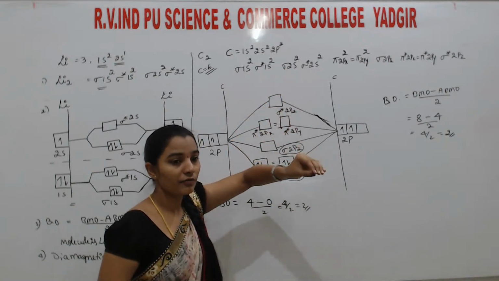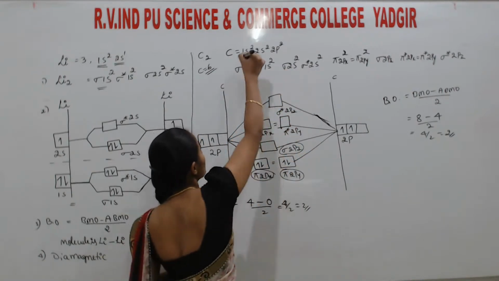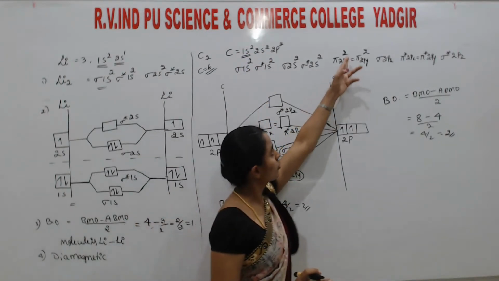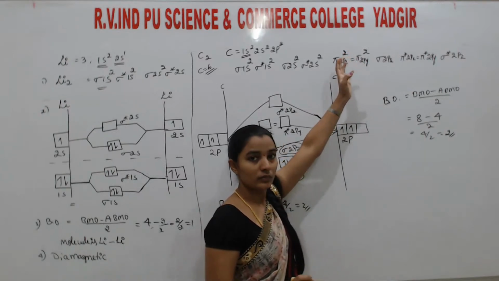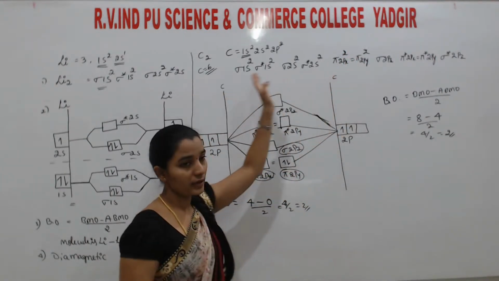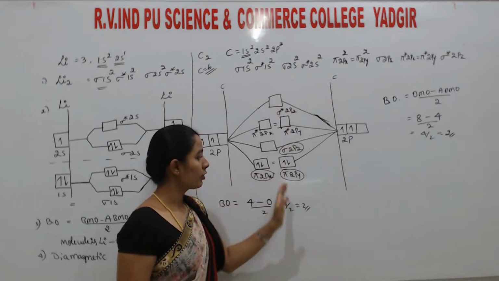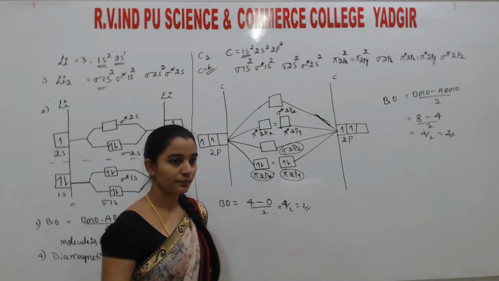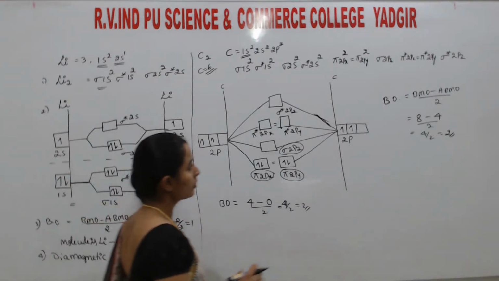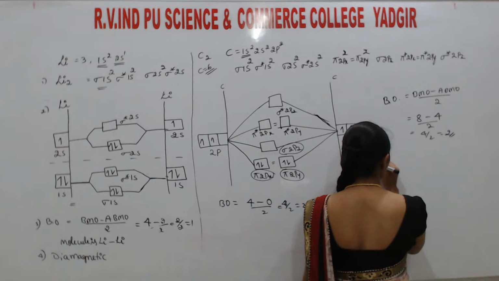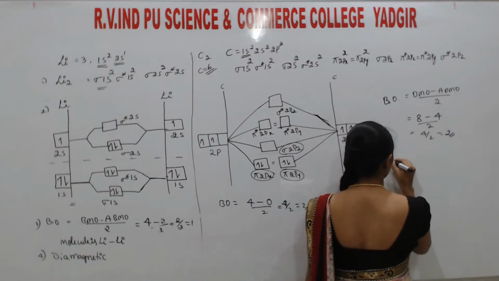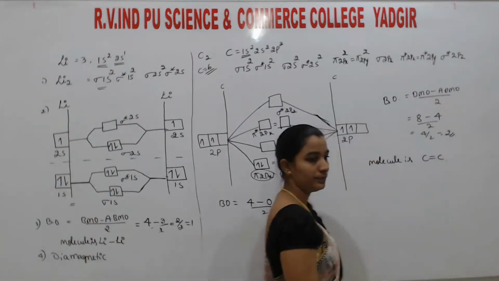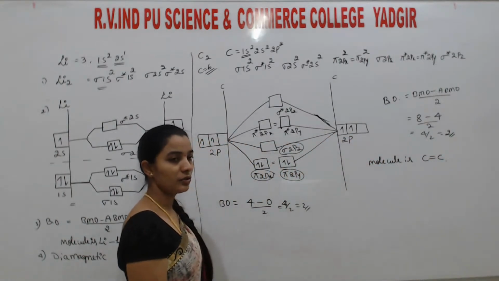While you are writing the configuration, you must consider the complete shell also. You cannot write directly pi 2px, pi 2py. That's wrong. The configuration carries all the orbitals, but the molecular orbital diagram only the valence. Understood? Okay, this is the C2 molecule. Here the bond order is how much? 2. So the molecule is C double bond C. That is the C2 molecule.